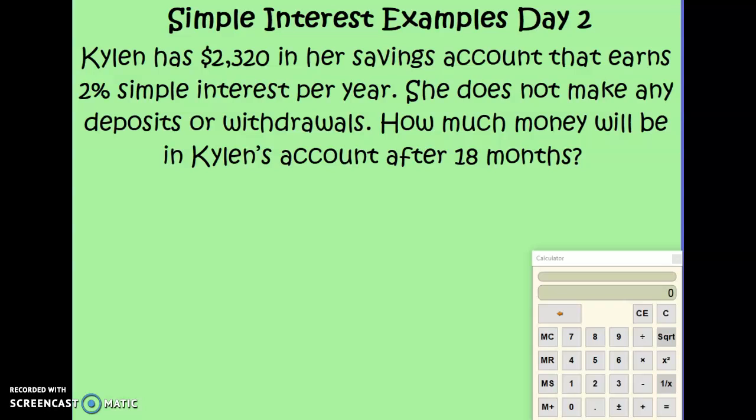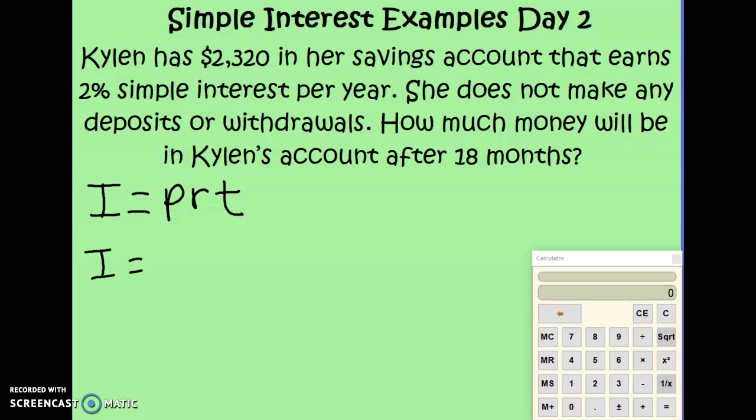Okay, so first of all, remember that our formula for simple interest is principal times rate times time. So we just plug our numbers in. We're looking to find out how much total she's going to have. So the first thing I have to do is find my interest.